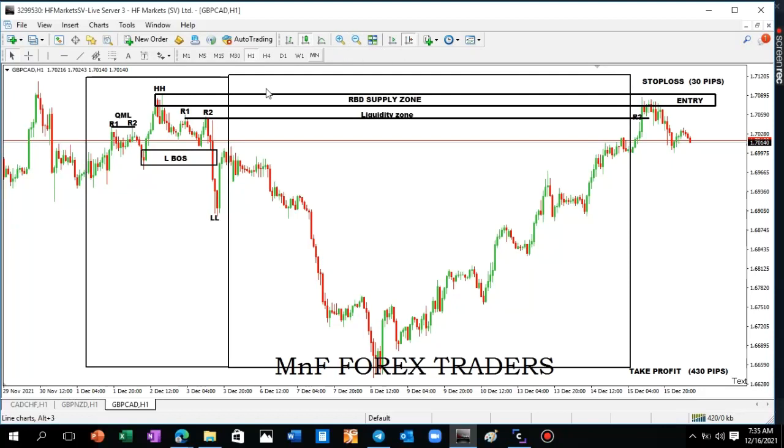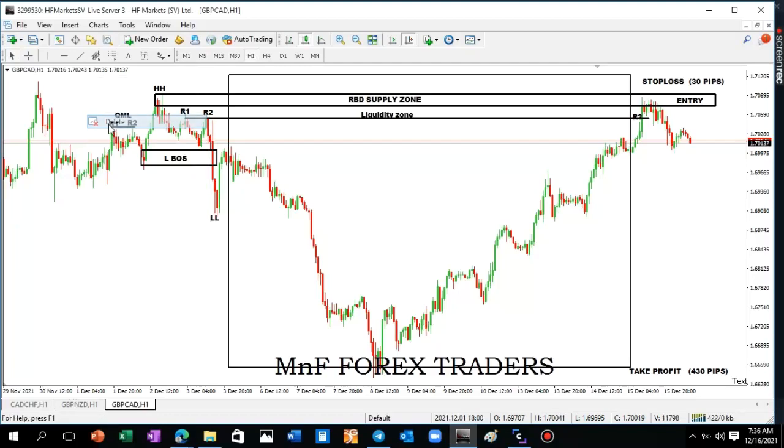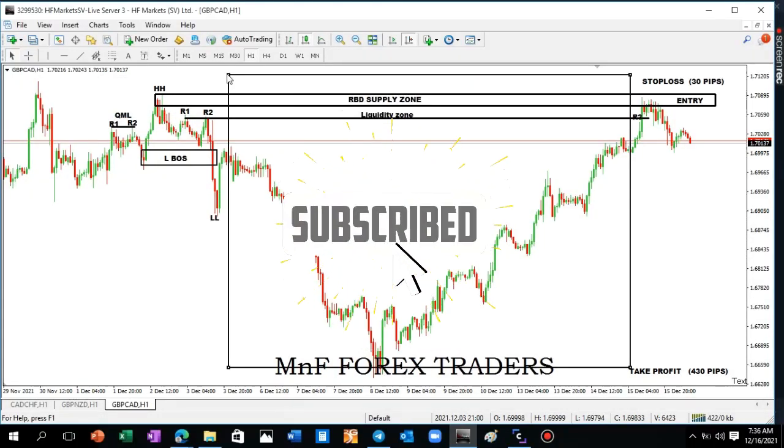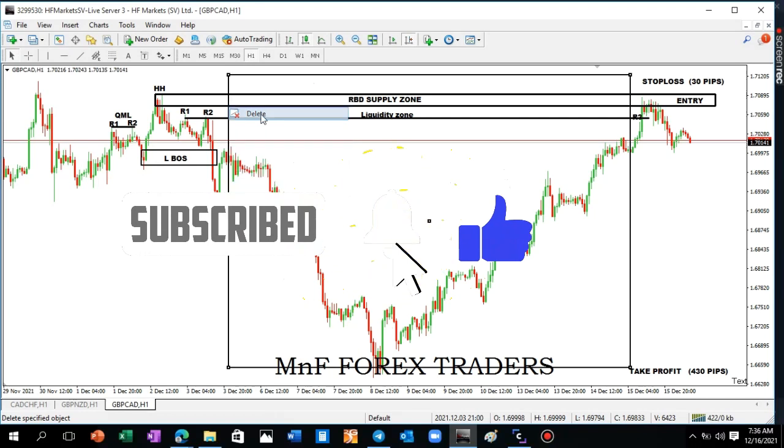So if you look here, after this was taken out, then we sold from here. Not just selling, because we sold, of course, after having the confirmation, but also we understood that at this level there was a fresh supply zone. Okay, let me just delete this. We had a fresh supply zone here. That's the reason why we had to sell from here.